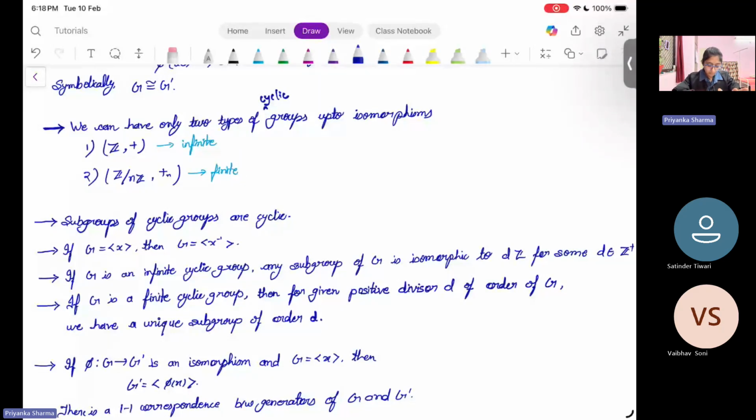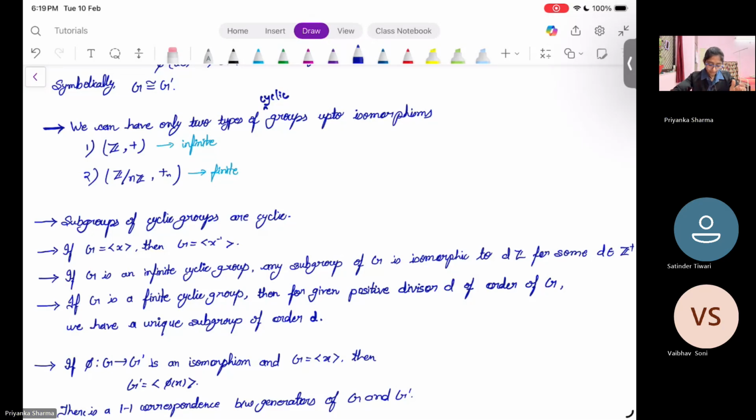I'm saying classes because the second one, the finite case Z over NZ, can be infinitely many when you change N. So we have only two classes. For infinite, there is only one case, Z plus. If you have a finite cyclic group, then it will be isomorphic to Z over NZ, where the binary operation is integral modulo n addition, for some fixed n. Other than these two cases, you can't have any cyclic group.